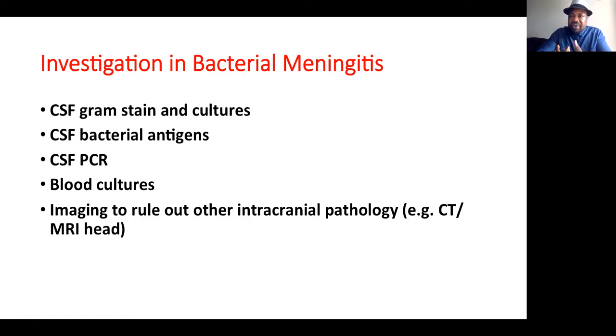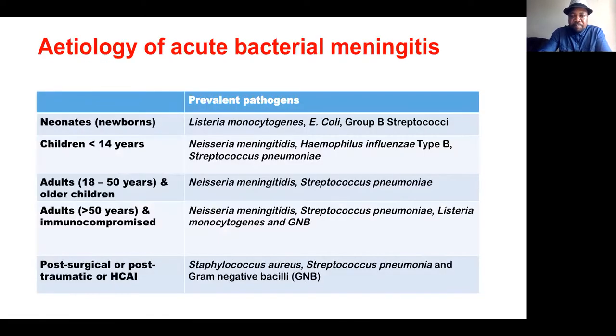It's also better to request blood cultures to see if the infection is disseminated. And it's also better to request a CT scan or MRI of the head, just to try to rule out other intracranial pathology. So those are further investigations that you can request.